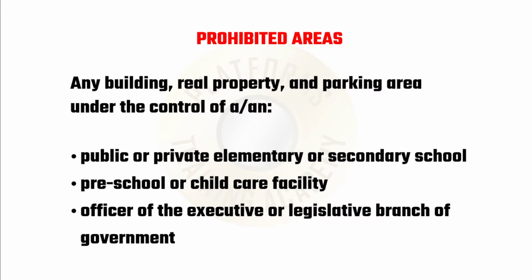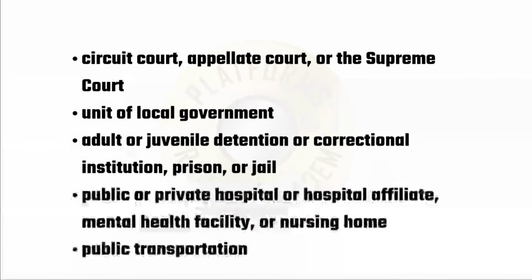Officer of the executive or legislative branch of government. So typically, any elected officials, you will not be allowed to go into their offices with a concealed firearm on you. You cannot conceal carry in any court in the state of Illinois. You also cannot carry a firearm on any property that is owned by a local government, whether it be city, county, state, or federal.